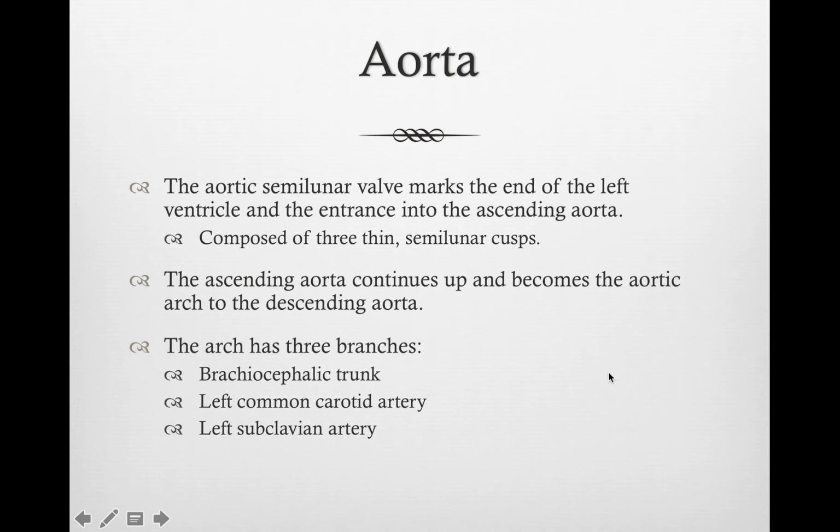And once it passes that arch, it's going to begin going downward, and that is now defined as the descending aorta. So this kind of makes sense, right? Ascending for up, arch for an actual arch, and then finally descending for going downward.